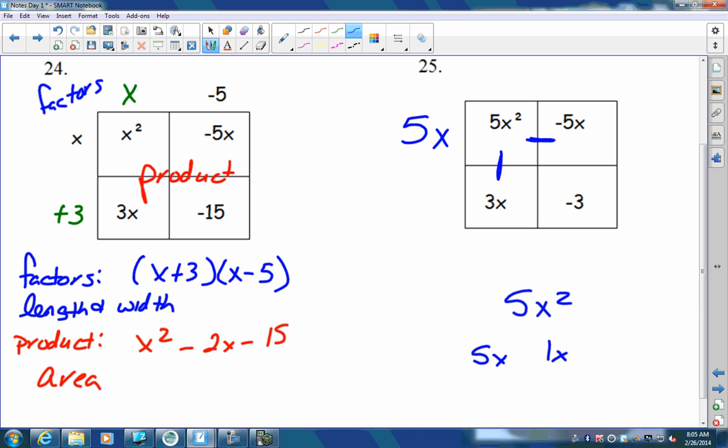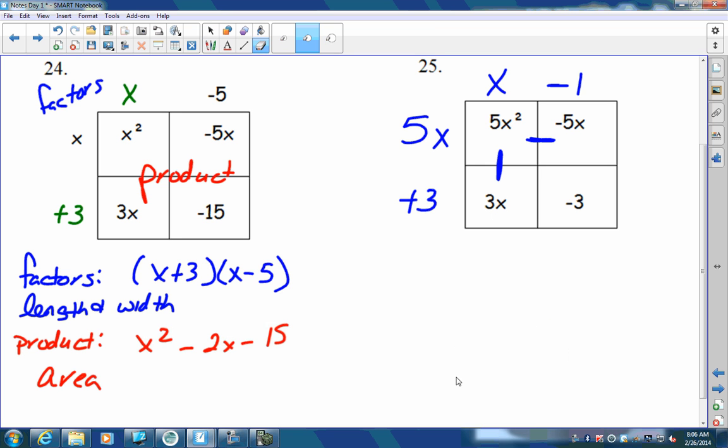When I look up and down like this, 3 doesn't go into 5. There's no number that works, but an x goes into both of them. So the x goes here. See, because now 5x times x is 5x squared. Now, 5x times what gives me negative 5x? Negative 1. 5 times negative 1 gives me negative 5x. Don't worry, you'll get better at this. X times what is 3x? Plus 3.